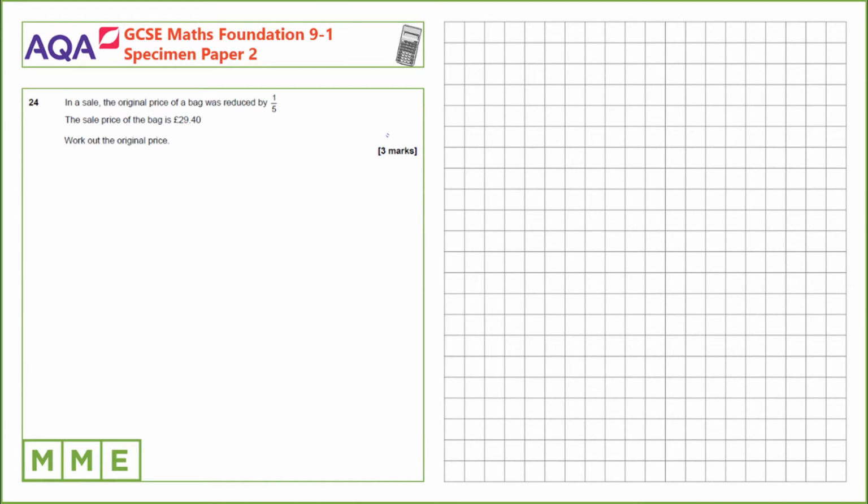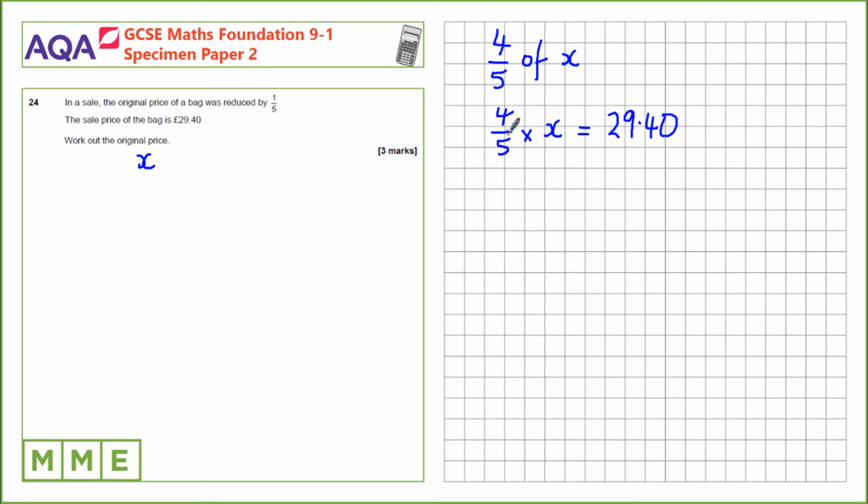Question 24. In a sale, the original price of a bag was reduced by 1/5. The sale price of the bag is £29.40. Work out the original price. Let's call that X. So we know that the sale price is 4/5 of the original value, which was X. Turn that into a calculation. We know 4/5 multiplied by X equals the sale price, which is £29.40.